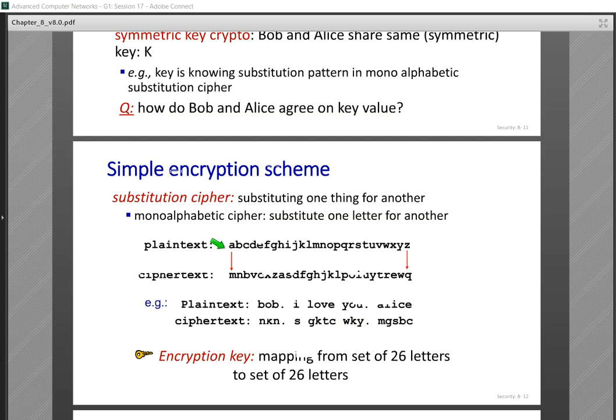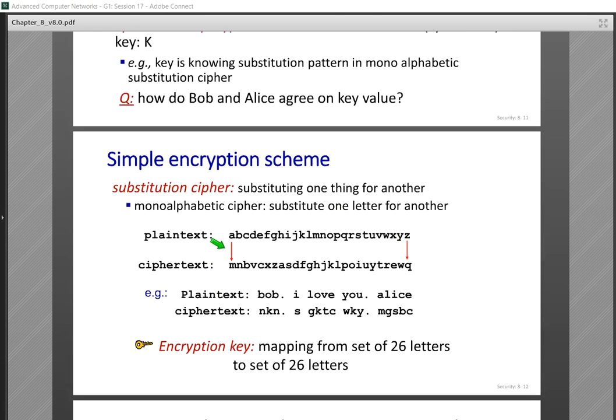This is the key. This is all the key for substitution, all the key for encryption. We are replacing one character by another one. In English, we have a set of 26 different characters. Those characters are replaced by others in substitution ciphering, and this is the key.